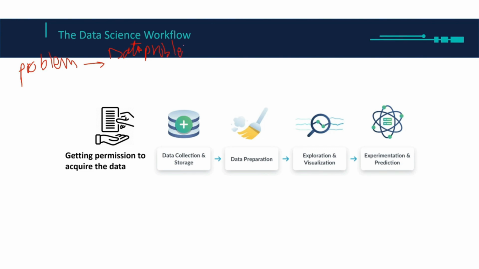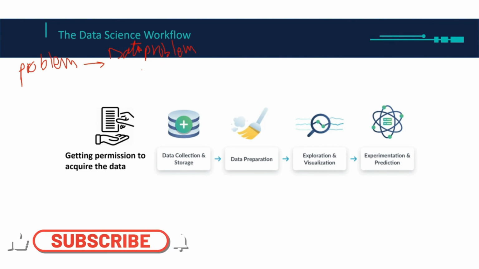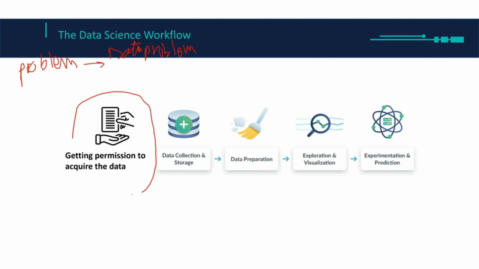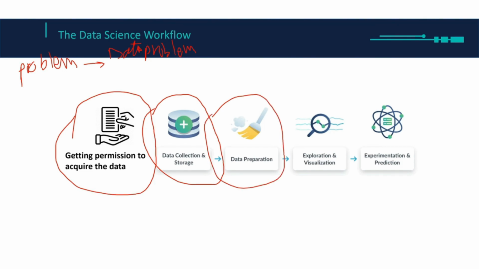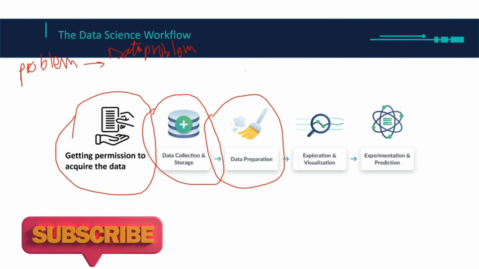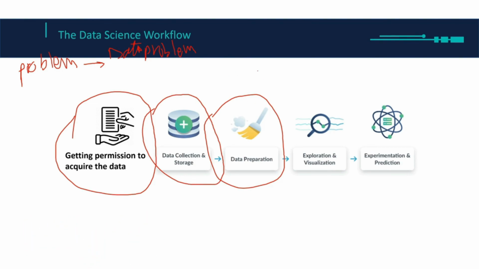And then after I have something called a data problem, I'm going to get the permission from, let's say, the database admin or from the organization to get the data, and then I'm going to collect the data and store it in a database or data set. Then I'm going to prepare the data by checking the features, checking the missing values, and doing some statistical analysis like mean, median, mode, descriptive statistics, and these types of things. And then I'm going to explore the data by drawing some charts and histograms and stuff like this.